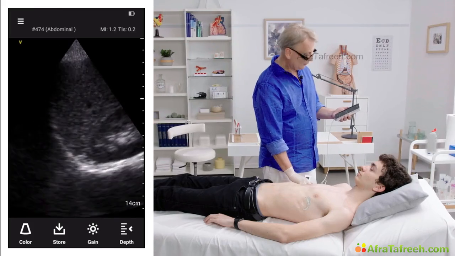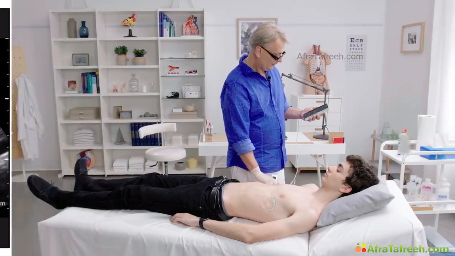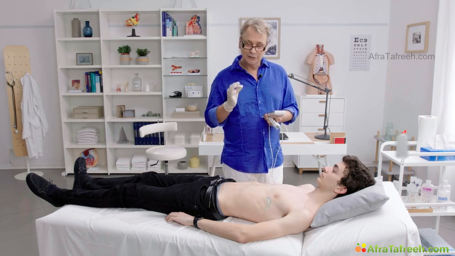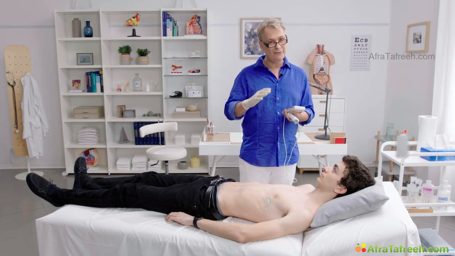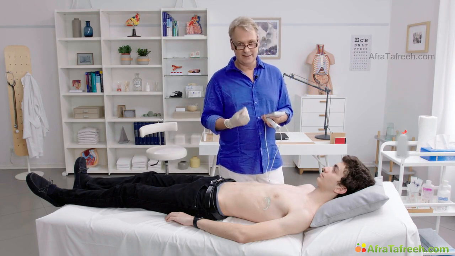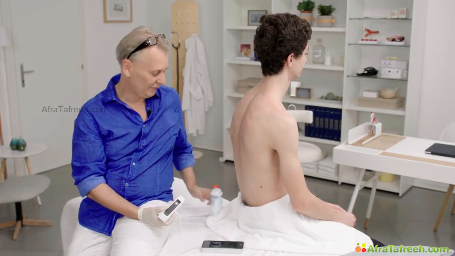Similar to the left side, we're looking for an anechoic space, which is not present here. This is actually as difficult as it gets. Next, I would like to show you how you can even exclude a very small pleural effusion, an effusion which is located in the sinus. Let's double check if our model here truly has no pleural effusion.